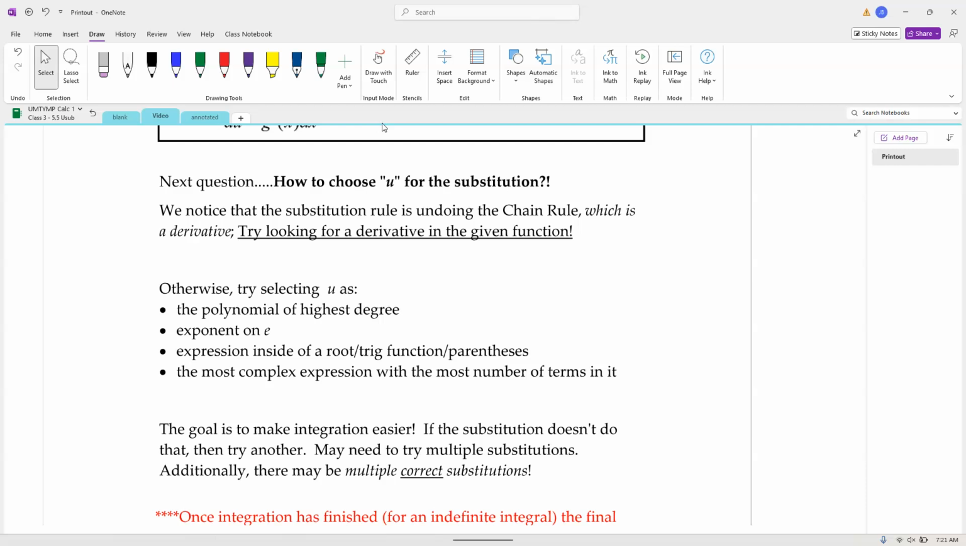Notice I said try, right? For that reason, you may need to try multiple substitutions. It might not work out on your first go around, okay? And also, the other wonky thing is that there could be multiple correct substitutions, or you could do multiple substitutions within a single problem. That could happen, and that is okay. And so how do we figure out what u is? That's a bit of an art that we will see come up in the examples in the next videos.